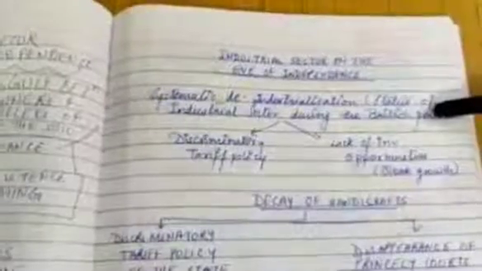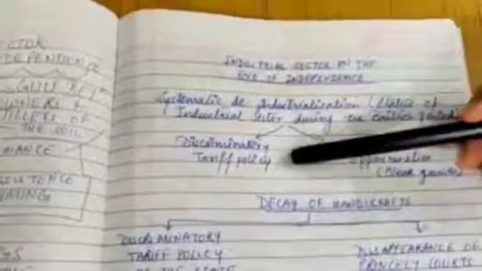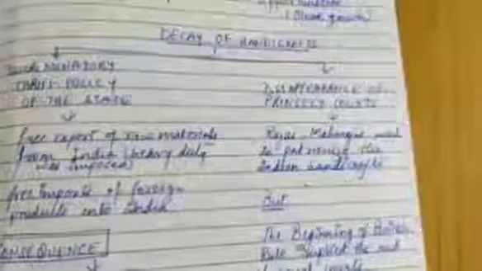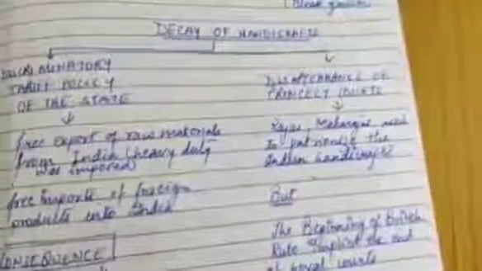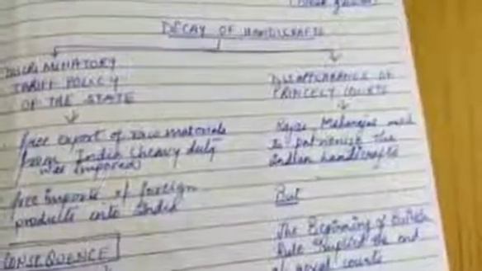So two things we would be noting down. First is the discriminative tariff policy, and second is the lack of investment opportunities, or the bleak growth in the modern industry. Now we will be studying the first basic topic, which is the decay of handicrafts. How did the decay of handicrafts occur?